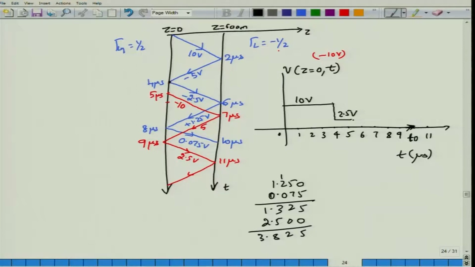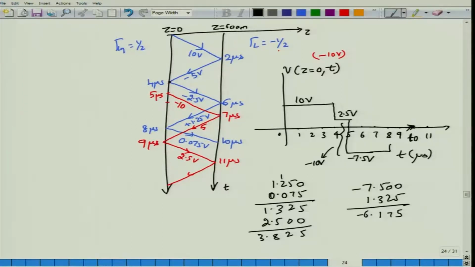So because you have launched a minus 10 volt, this total voltage would now be reduced. This should actually become minus 7.5 volt, because there is a jump of minus 10 volt. Okay, and at 8 microsecond you would receive a plus 1.25 and a plus 0.075. So this would be 1.325. So to minus 7.5 you need to add 1.325. Okay, so this becomes minus 6.175 voltage.